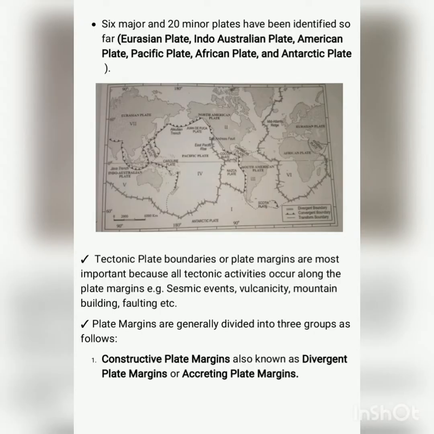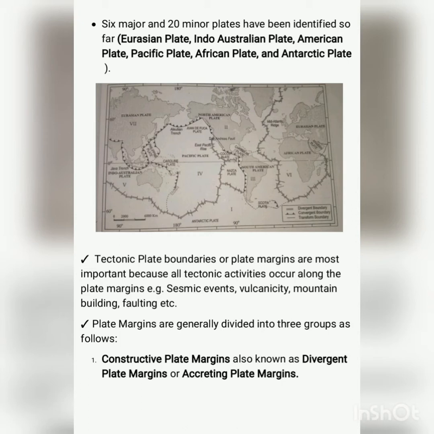Moving on, there are 6 major and 20 minor plates which have been identified so far. What are those 6 major plates? It is the Eurasian plate, which is a combined plate of Europe and Asia. Second is the Indo-Australian plate, again a combined landmass of India as well as Australia. Third is the American plate. Fourth is the Pacific plate. Fifth is the African plate, and sixth is the Antarctic plate. Here a diagrammatic representation is being given. You can clearly see the 6 major plates, and you can also locate the 20 minor plates.